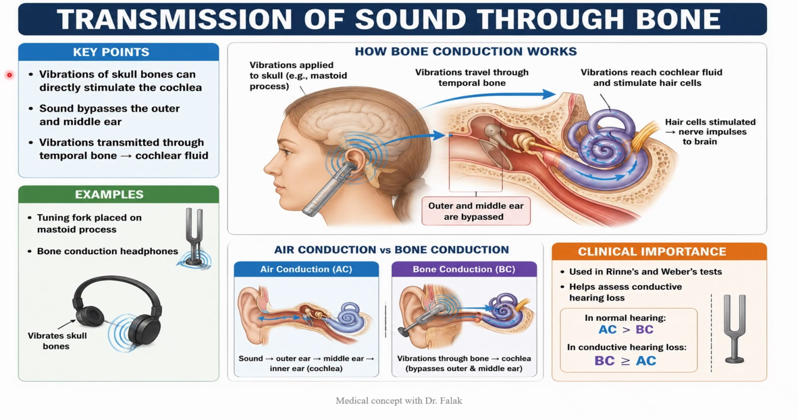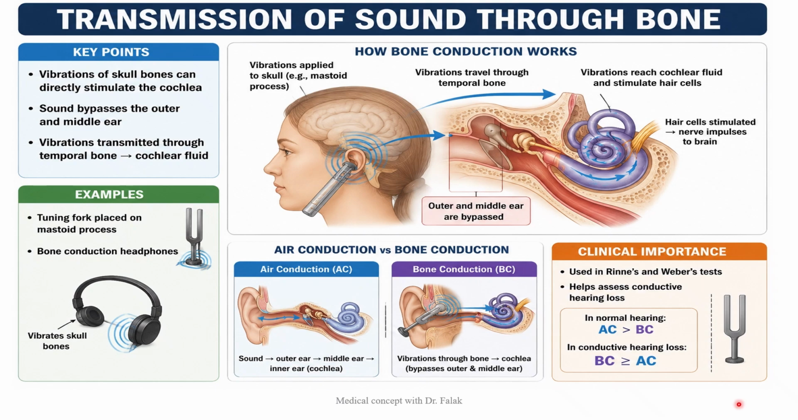Vibrations of the skull bones can directly stimulate the cochlea. In this case, sound bypasses the outer and the middle ear, and the vibrations are transmitted through the temporal bone, directly affecting the cochlear fluid. We have two types of conduction, air conduction and bone conduction. In air conduction, the sound waves enter the outer ear, then the middle ear, and the inner ear. And in bone conduction, the vibrations directly pass through the bone and cause the activation of cochlear fluid.